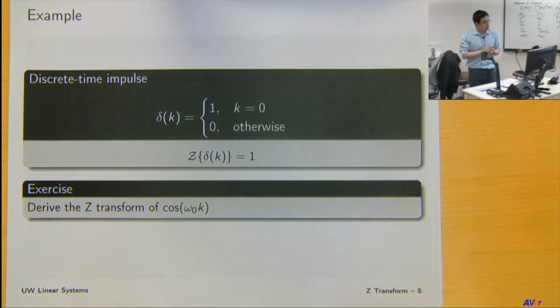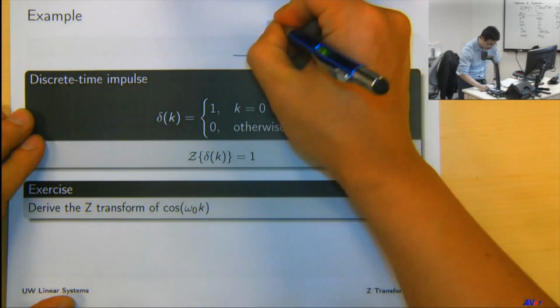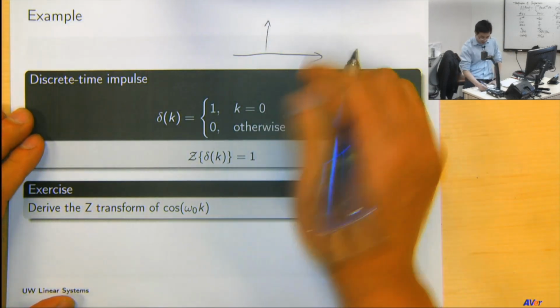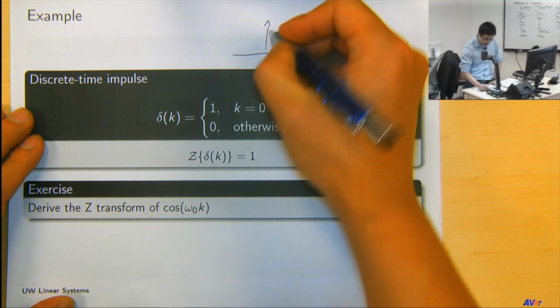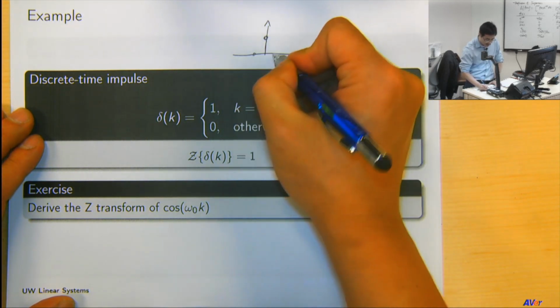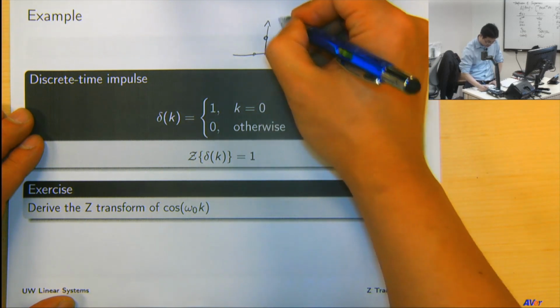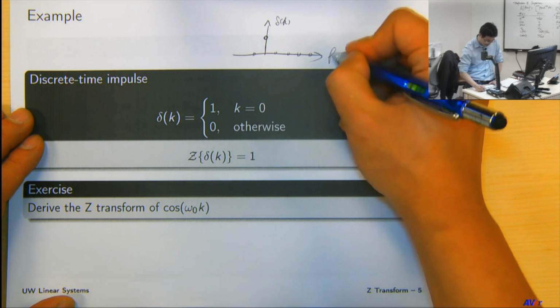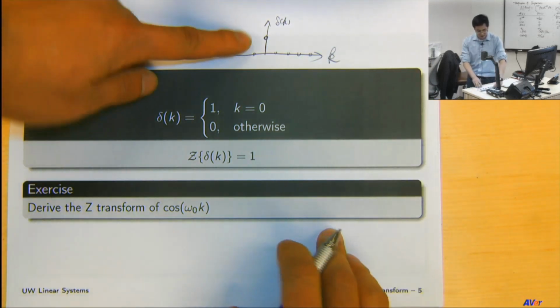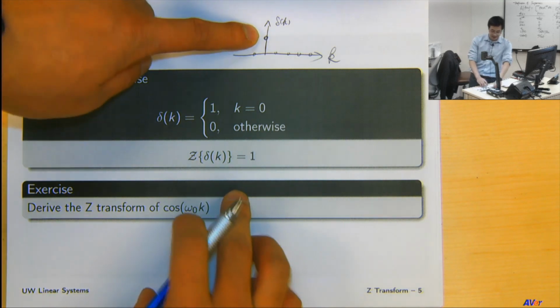Now we talked about a continuous time impulse. In discrete time, there's a discrete time impulse that looks like this. This time it's slightly different. In continuous time, an impulse has infinite magnitude. In discrete time, it has a unit magnitude of 1, and then it's 0 otherwise. So it's like this. The z transform is, by definition, quite easy.